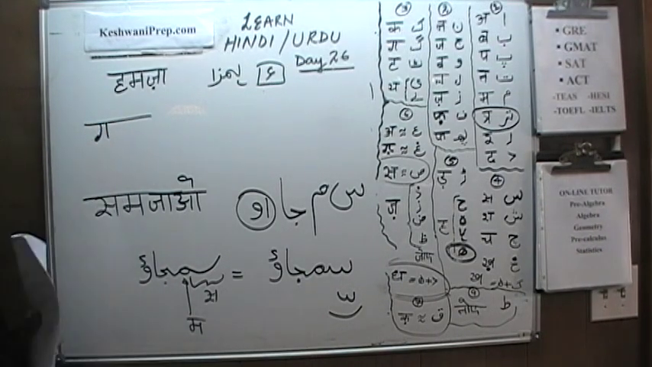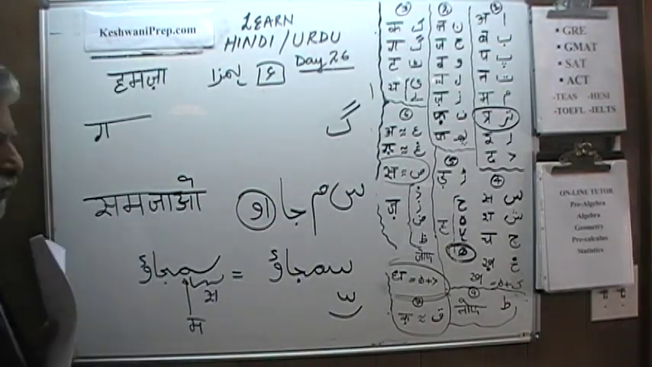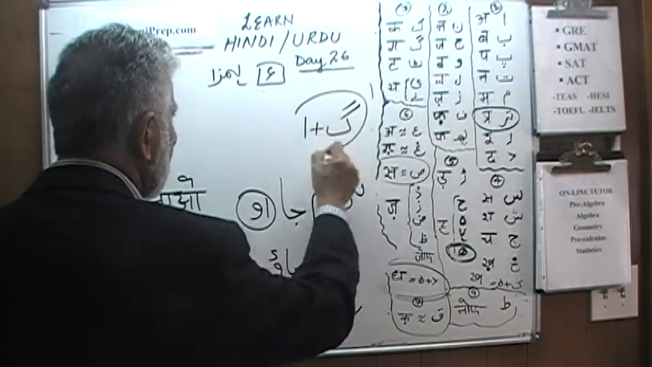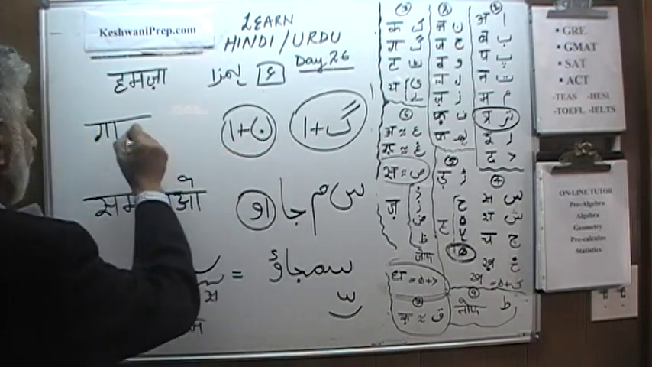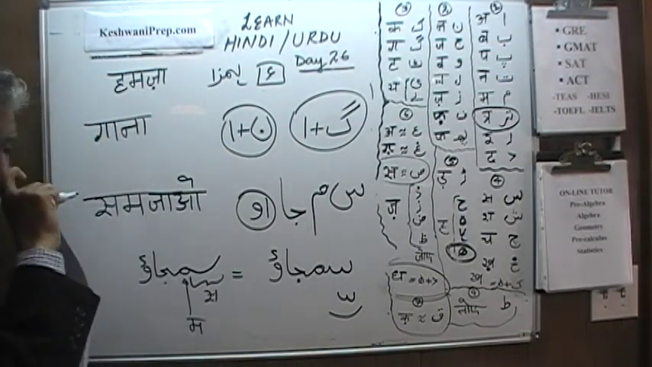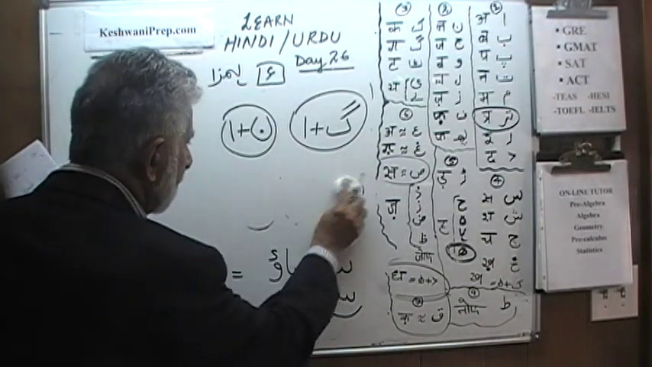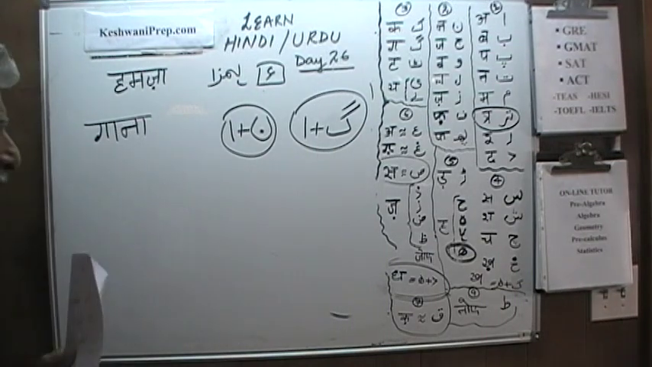This is gaf. That's a ga, to which we're going to add a choti ye matra. Ga. And then noon and alif. That makes a na. Gana. Now let's first put them together before we write the phrase.